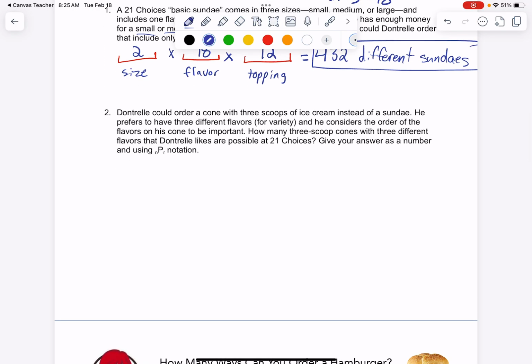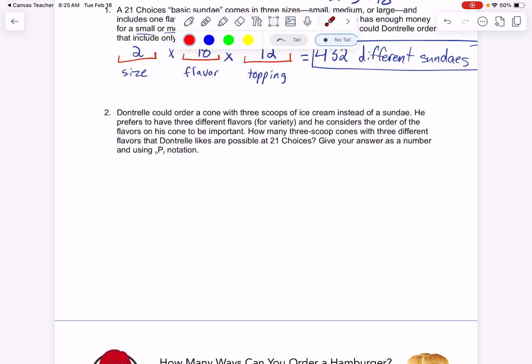Okay. Dontrell could order a cone with 3 scoops of ice cream instead of a sundae. He prefers to have 3 different flavors for variety, and he considers the order of the flavors on his cone to be important. So Dontrell is considering a chocolate vanilla strawberry. He considers that a different cone than a strawberry chocolate vanilla. He thinks that's important. This is going to tie into what we're about to do next. They want to make this a permutation and not a combination. So that's why the order does matter.